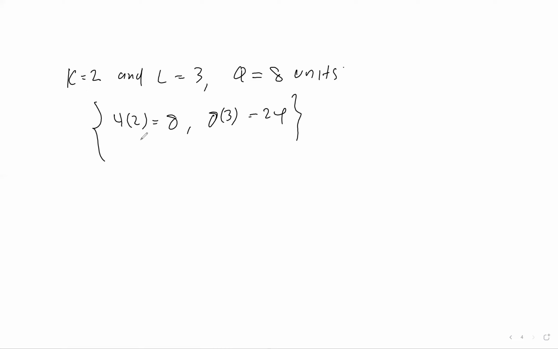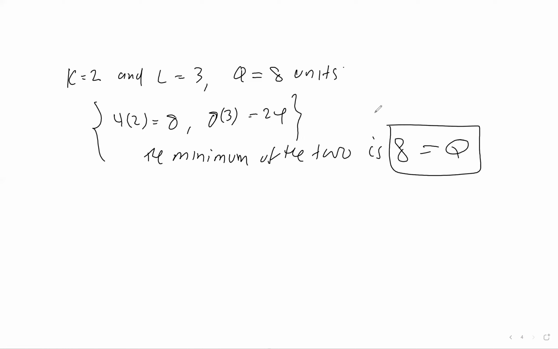So the minimum of the two is 8 units. Therefore, that is equal to quantity. And so that is the most output. This is the most output that can be produced with this level of, you can call it a technology. So that's the first part of the question.